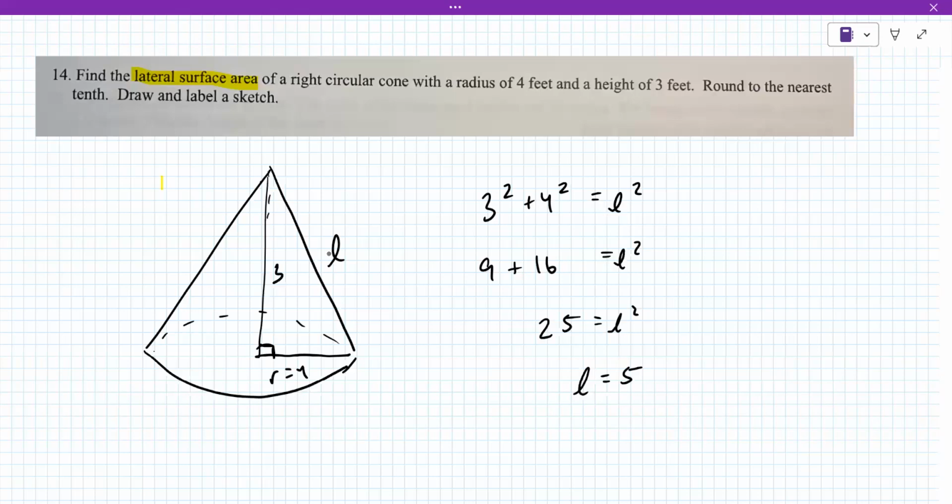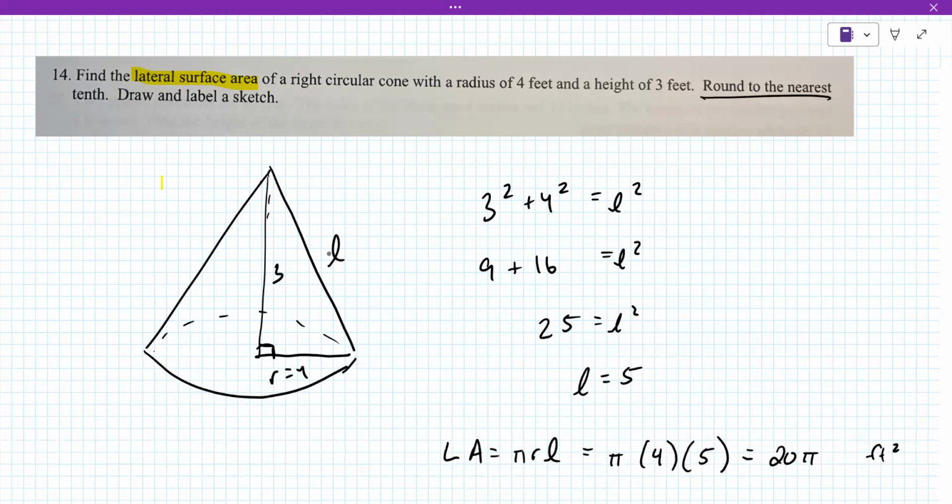It's 5. Very good. Now we're asked to find the lateral surface area. The lateral area is pi RL. Pi times the radius, which is 4, times the slant height, which is 5. It is 20 pi feet squared, but it says to round to the nearest 10th, which means you got to go grab that calculator and make sure your rounding is good.